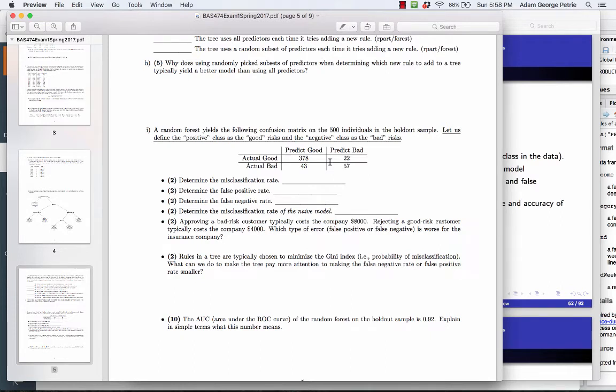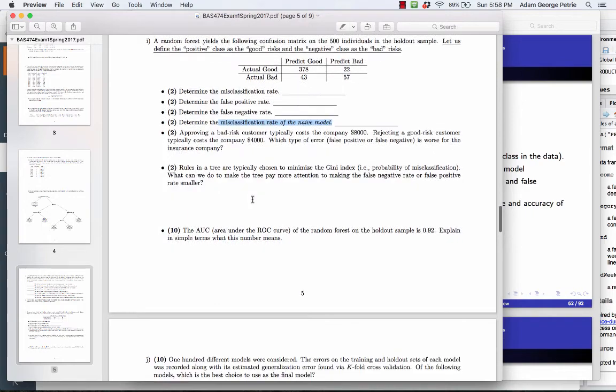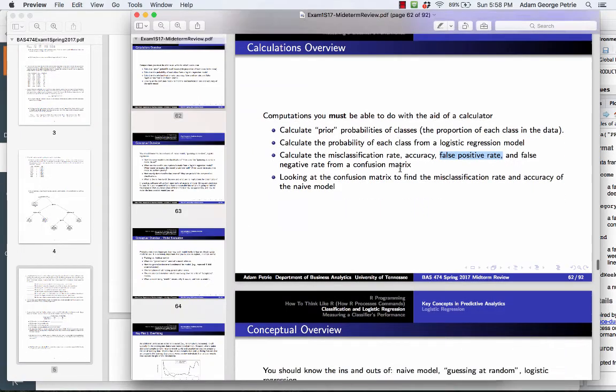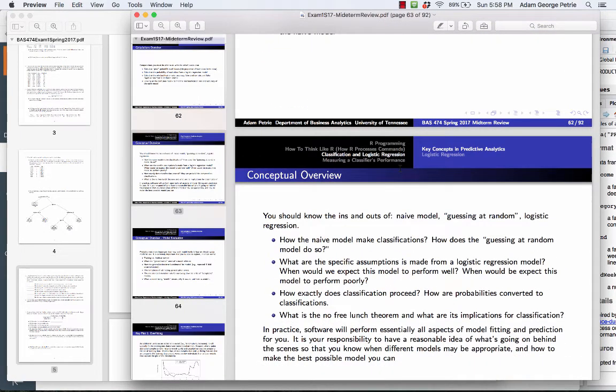Now, I've swapped rows and columns this semester to be consistent with the caret package. So don't be too overly reliant on what this confusion matrix looks like. But given a confusion matrix, make sure you can calculate these three quantities here. Also be able to calculate the accuracy, the misclassification rate of the naive model that goes with the prior probabilities of each of those classes, and you should be good to go. All right, so that's what you'll be using your calculator for.